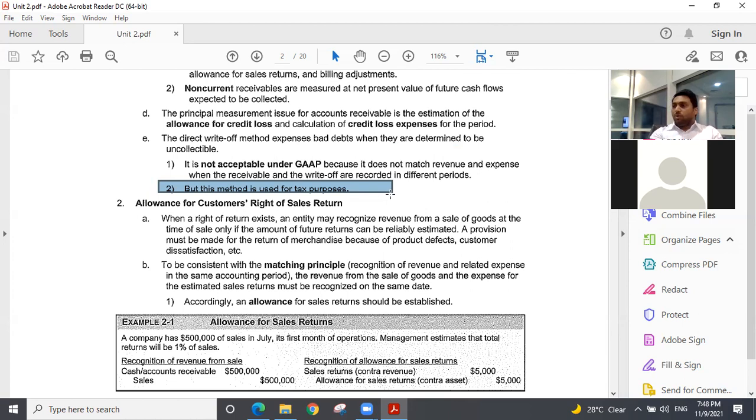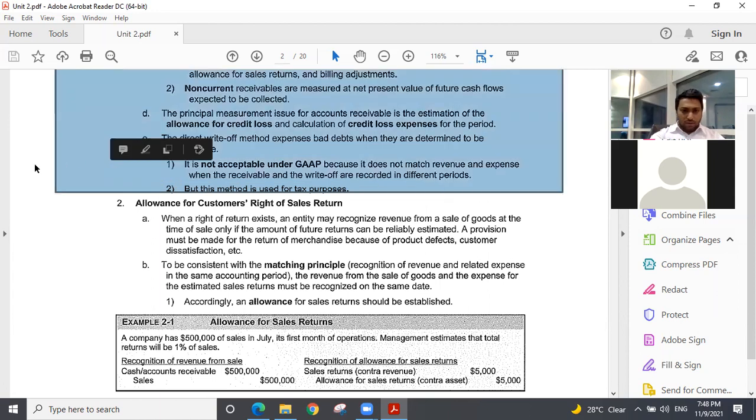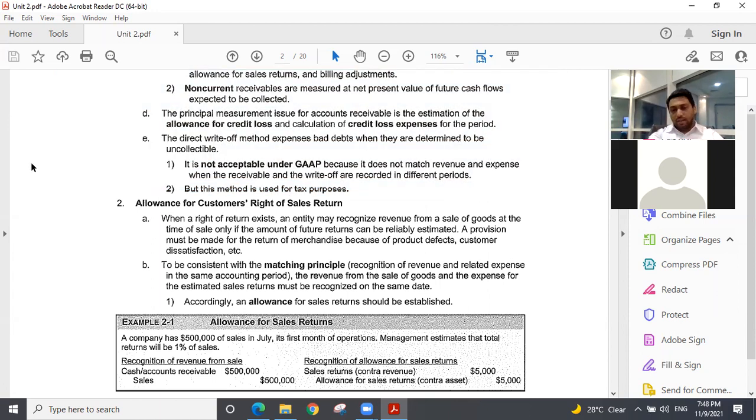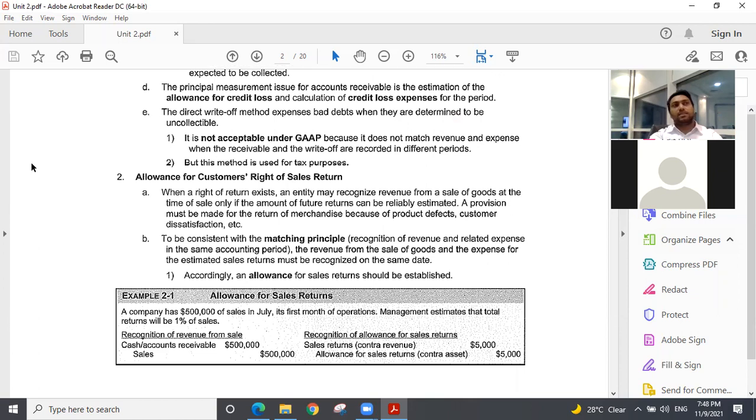So, for example, if I want to evade tax or reduce my tax, I keep 15% as my provision for bad debt. What will the government do? The government can't accept this. So they say, if you have a bad debt, you claim it. That comes as the direct write-off method, which is acceptable for tax purposes, not for US GAAP. Clear? Next, we are going to discuss elements for the customers' right of sales return.